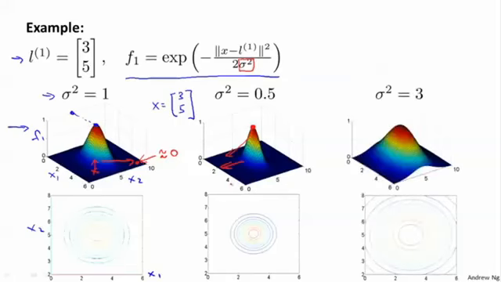And conversely, if you were to increase sigma squared, so here I've set sigma squared equals 3, in that case, as I move away from L1, which is at location 3, 5, shown up here, if sigma squared is large, then as you move away from L1, the value of the feature falls away much more slowly.